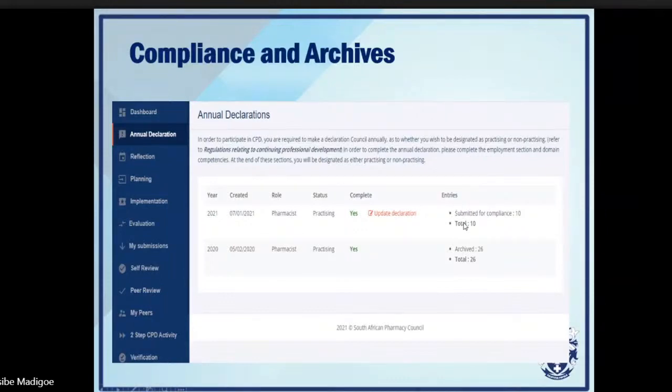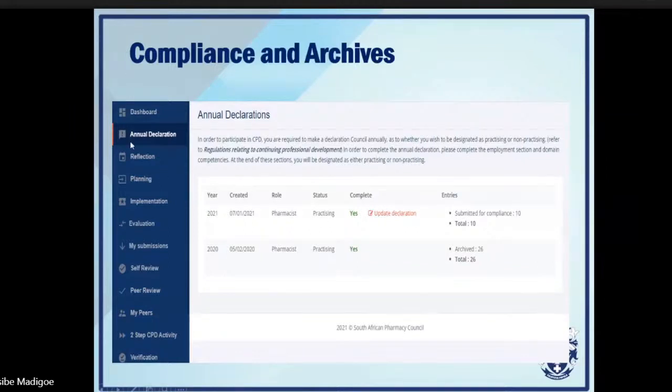And this person in particular had already submitted for compliance 10 CPD activities for 2021. So what we will do at 1 minute past 12 on the 1st of May of 2021, if you did not submit any CPD activities in 2020, but you were supposed to, and you only submit them now in 2021, on the 1st of May, we will take 6 CPD activities and make them count towards compliance for 2020. And then whatever rest is left will then count towards 2021.